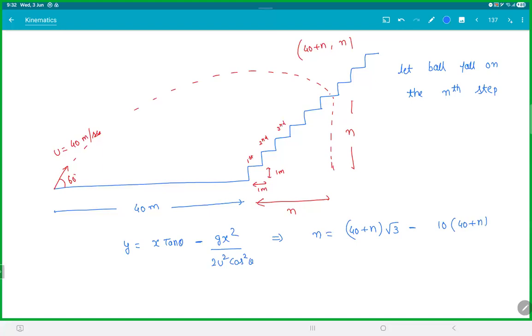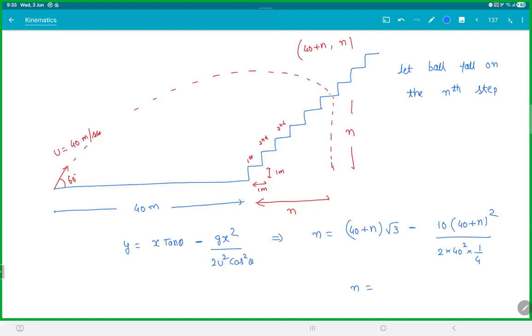Like I said, this will be complex. By 2, u squared is 40 squared and cos squared 60 is 1/4. That will be a quadratic, and if you solve it, you will get the value of n. You can leave it there. Let's say you got n = 29.3, what does that mean? You cross the 29th step and you're on the 30th step, so you should take the next biggest integer. Something of that sort.